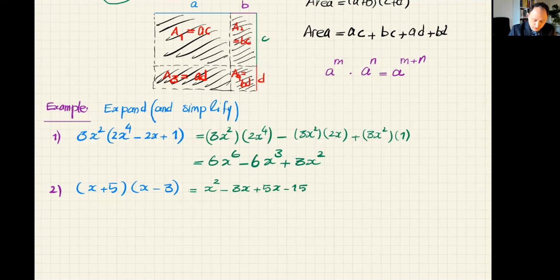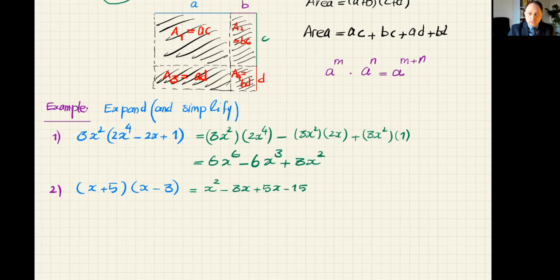Let me repeat once. I multiplied x by this one and it becomes x squared. I still keep x and multiply it by minus 3 this time, and it becomes minus 3x. When everything with x is finished, I switch to the next term. I take 5 and do the same thing. I multiply 5 by x, it becomes 5x. I multiply 5 by minus 3, it becomes minus 15.